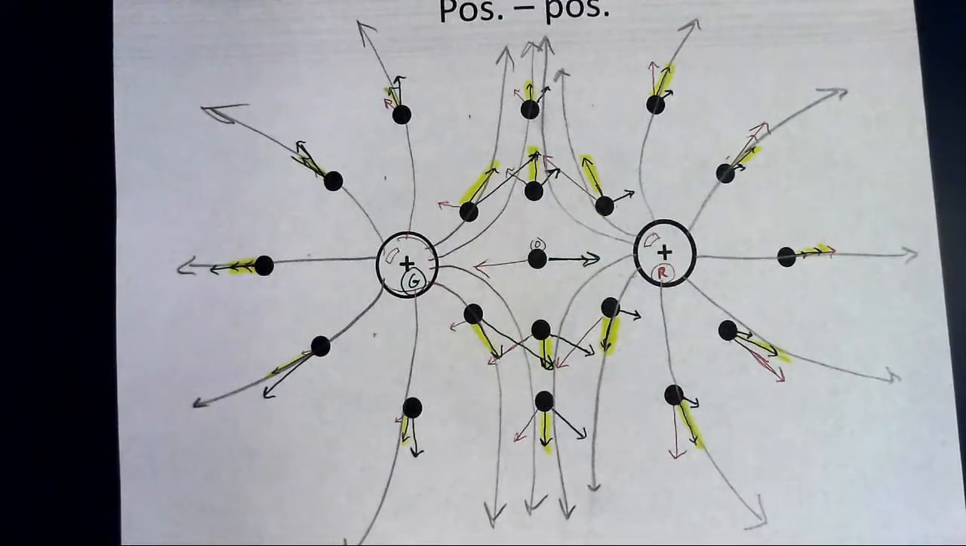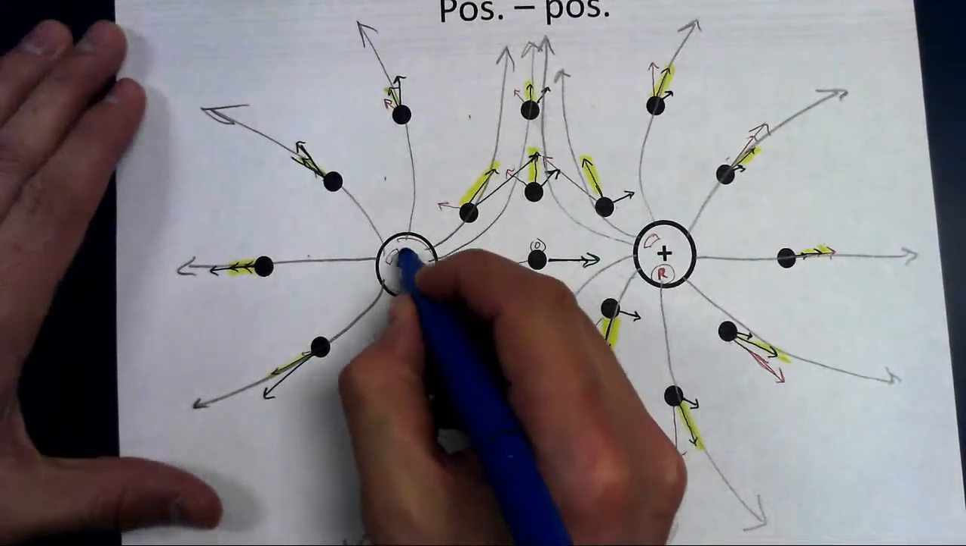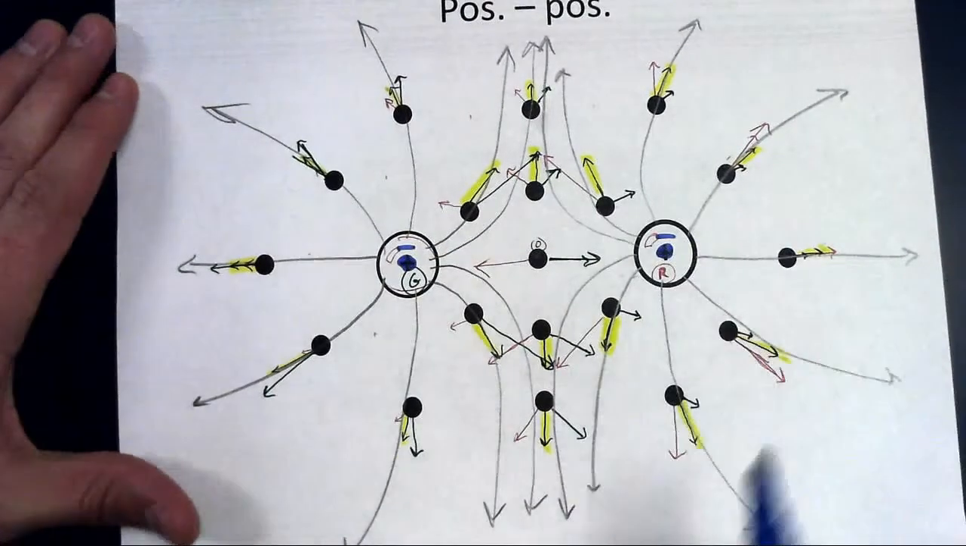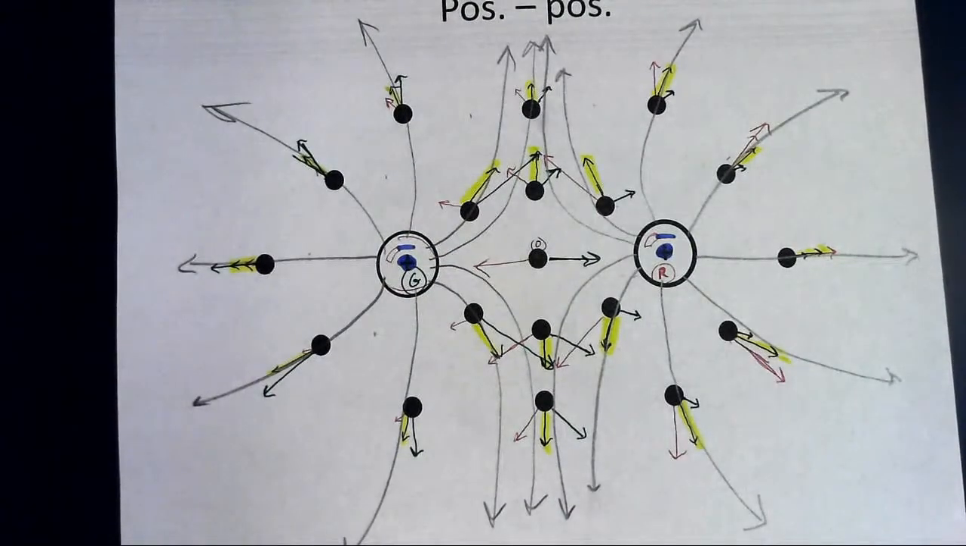A couple more things to consider. Let's just think about this for a minute. Pause the video after I ask the question. How would this change if instead of positive, these were negative charges? Think about that. How would this electric field map change? Pause the video for a minute.